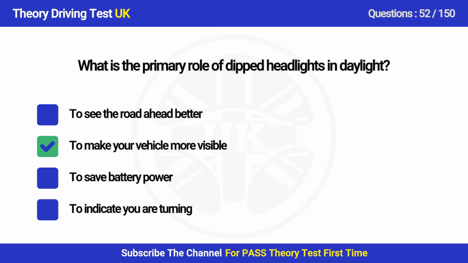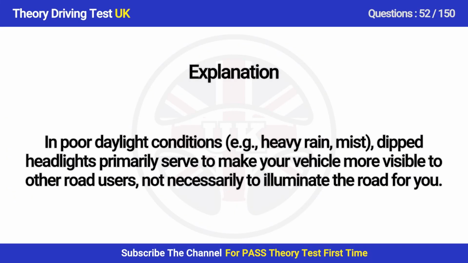Answer is B. To make your vehicle more visible. In poor daylight conditions, e.g., heavy rain, mist, dipped headlights primarily serve to make your vehicle more visible to other road users, not necessarily to illuminate the road for you.